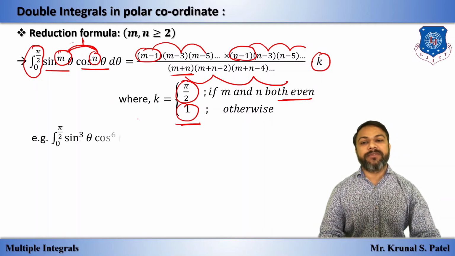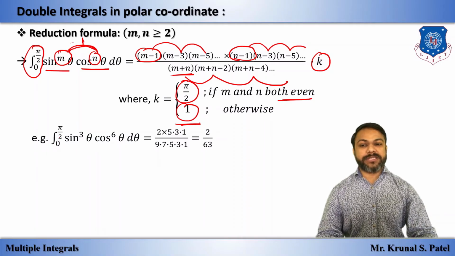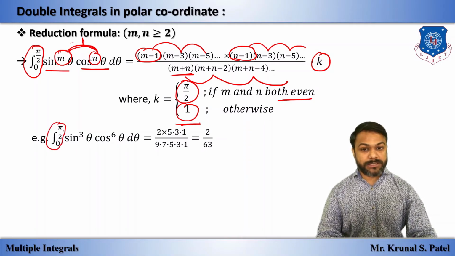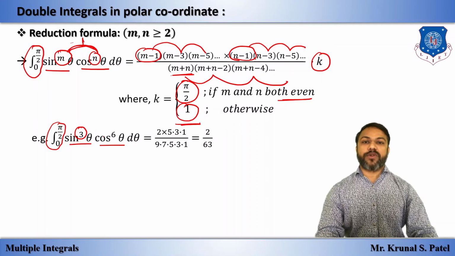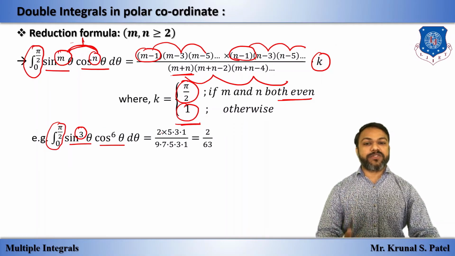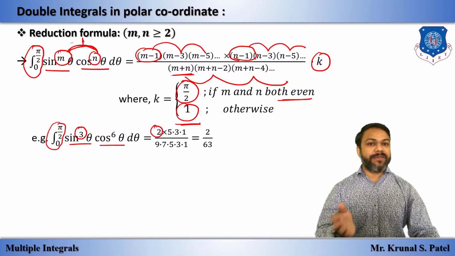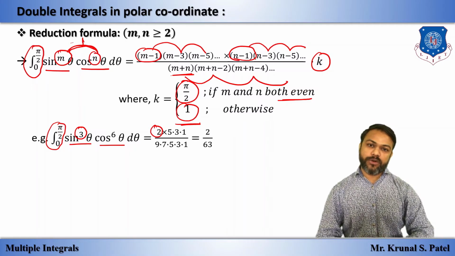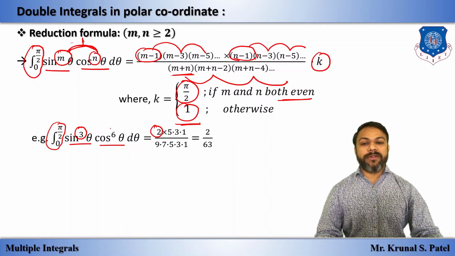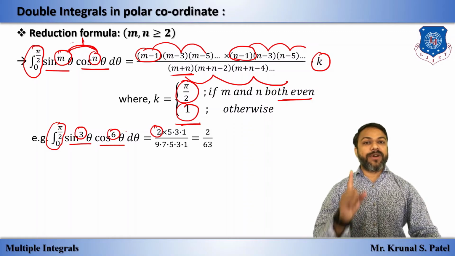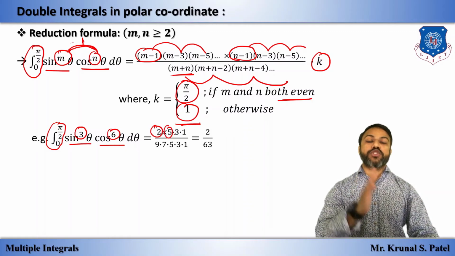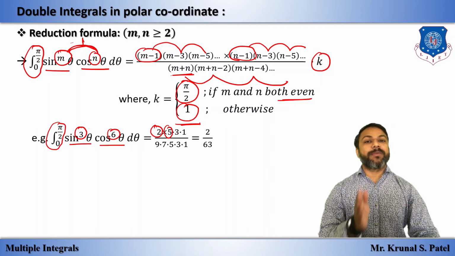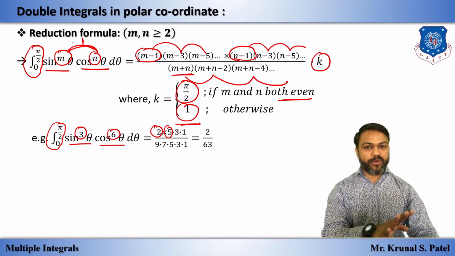For example, we have this integration 0 to pi by 2, sine raised to 3, cos raised to 6. As I told, first we will subtract from this power. So 3 minus 1 is 2. Then we cannot go further because 2 minus 2 will be 0. Then we take the power of cos. 6 minus 1 is 5, then 5 minus 2 is 3, 3 minus 2 is 1. Then we cannot go further.